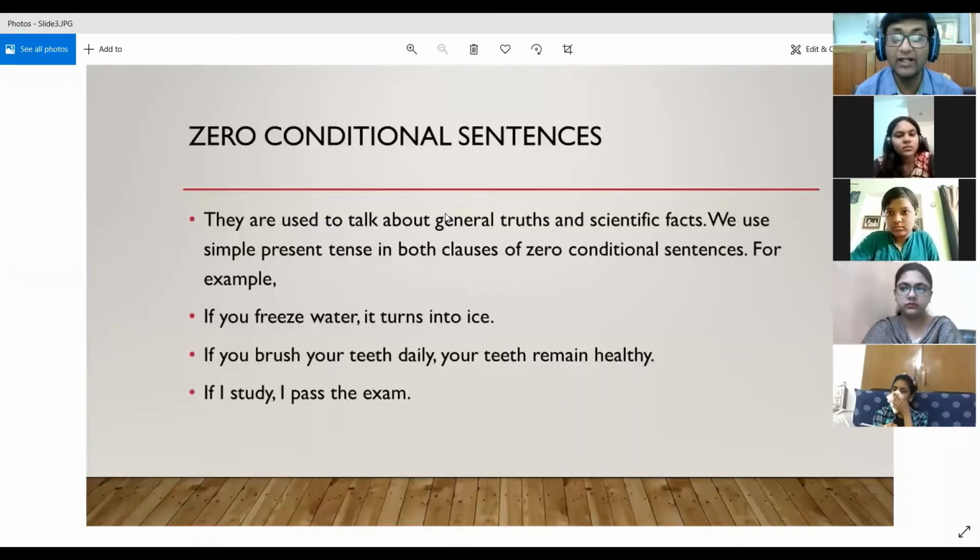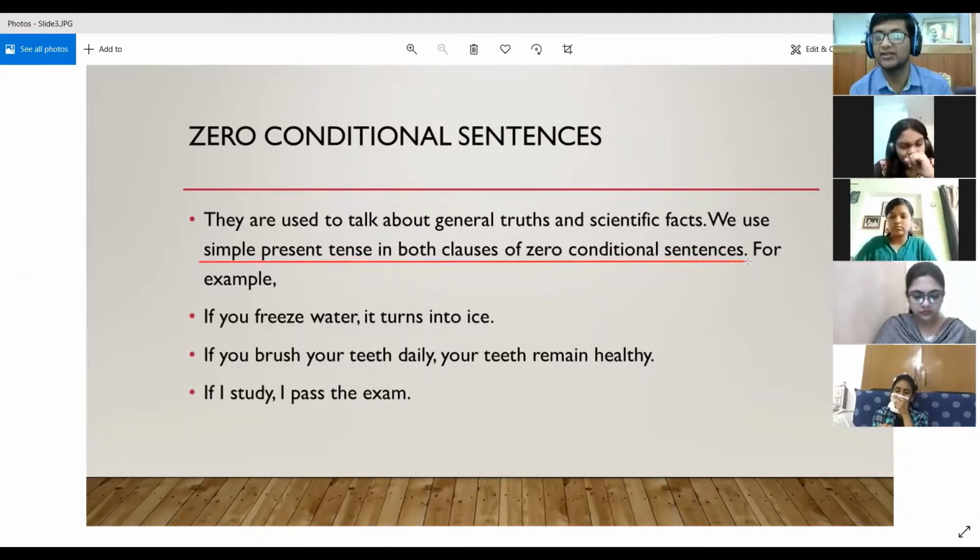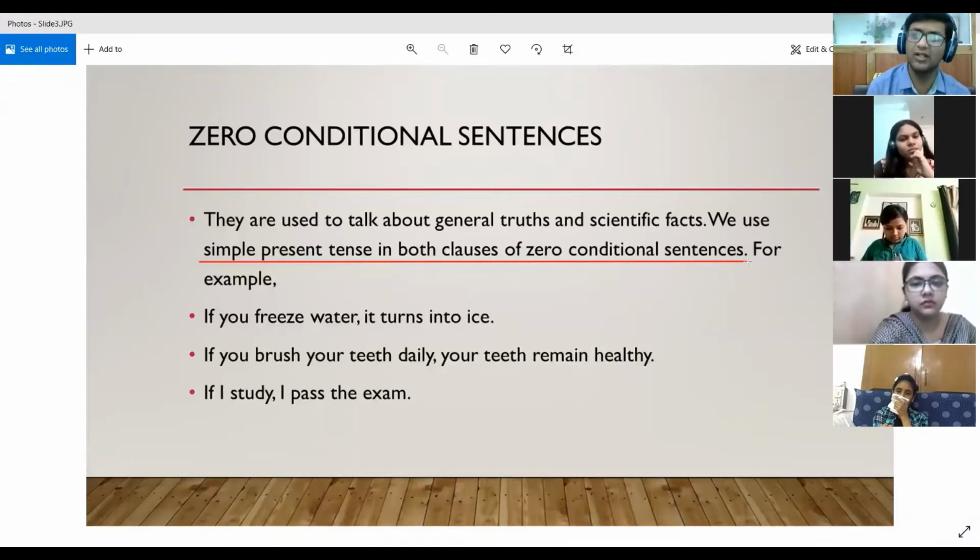Now we should know that we use simple present tense in both clauses of zero conditional sentences. So what is the tense that will be used in both the clauses? It is simple present tense. Why? Because we are just talking about a universal truth, a scientific truth, a general truth. So we do not need to change the tense into past or future. We can just keep it simple present tense because we are talking about general facts.